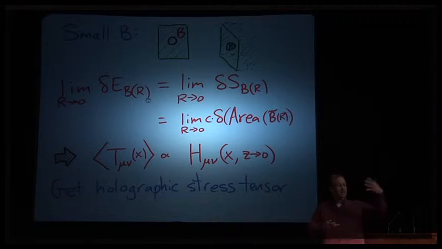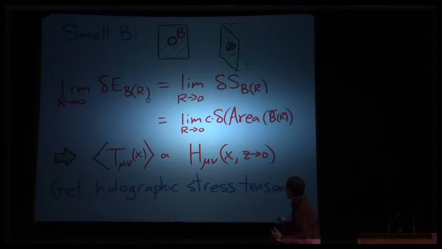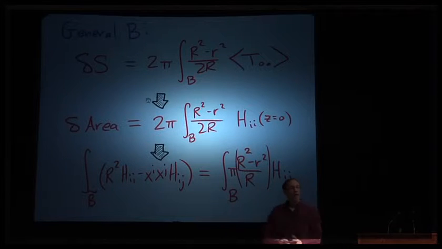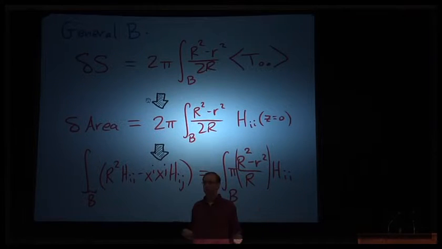So we've derived, based on that simple assumption, and what I'll call the first law for entanglement, we've re-derived this holographic stress tensor prescription. So we don't need to assume that going forward. We can derive it. Now we'll go to the case of a general ball.